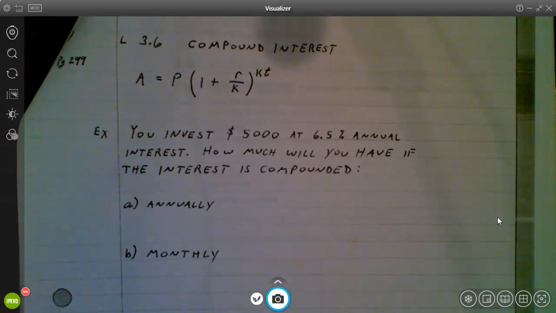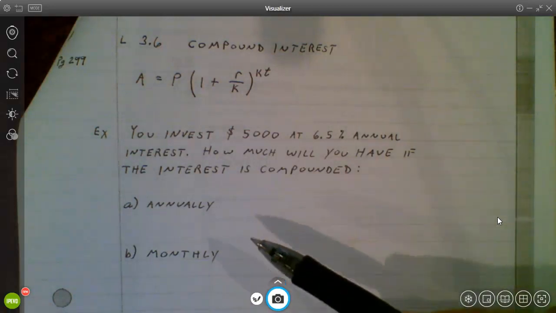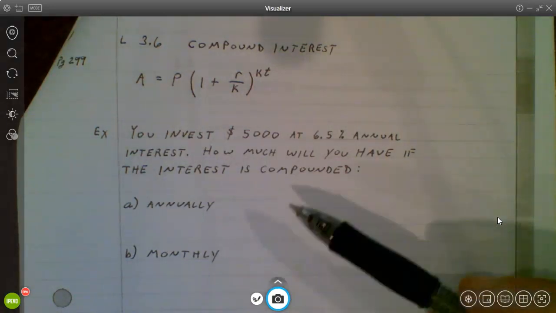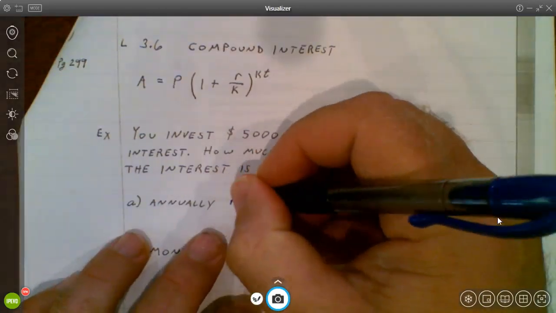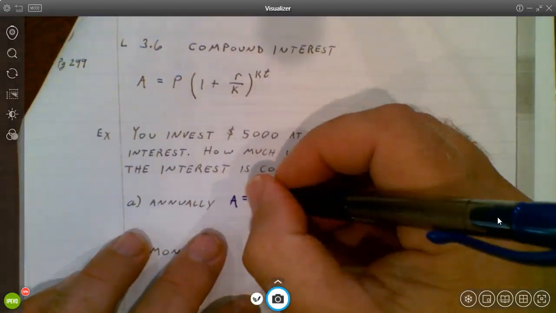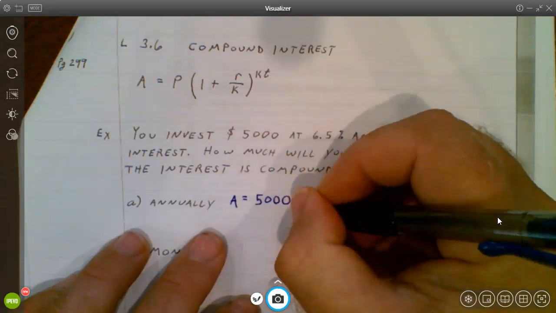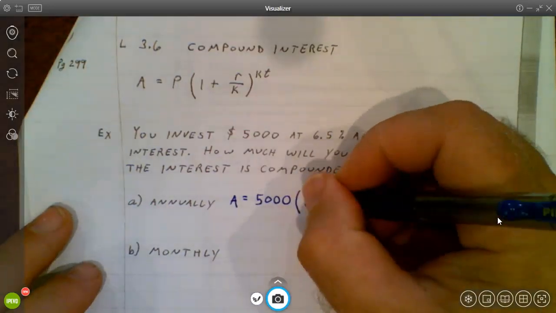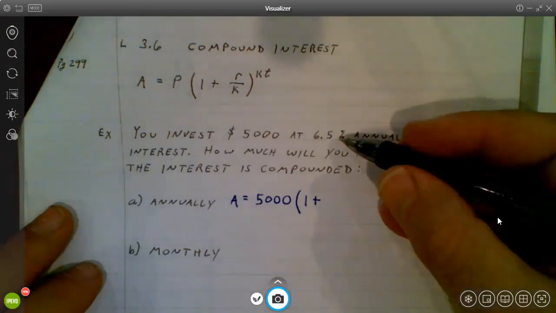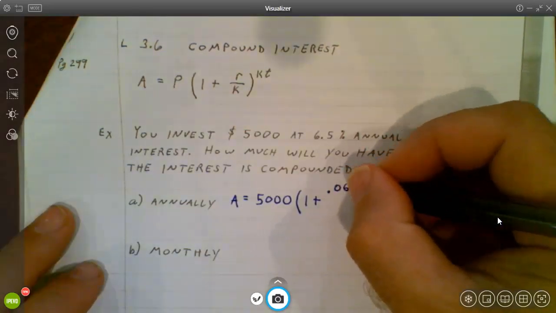If I invest $5,000 at 6.5% annual interest, how much will you have if the interest is compounded either annually or monthly? So here's the idea. We are starting with $5,000. This is our principal, our starting amount. We're investing, so this is growth. This is money that we are earning, so 1 plus the rate of 6.5%, which we're going to write as 0.065.